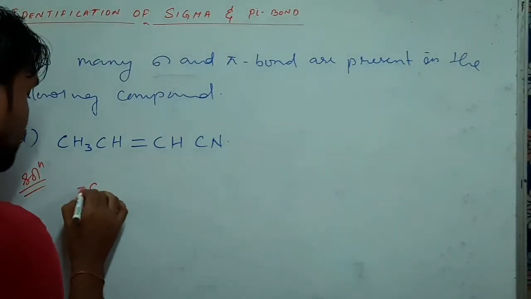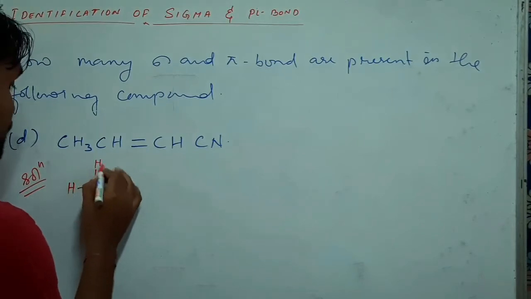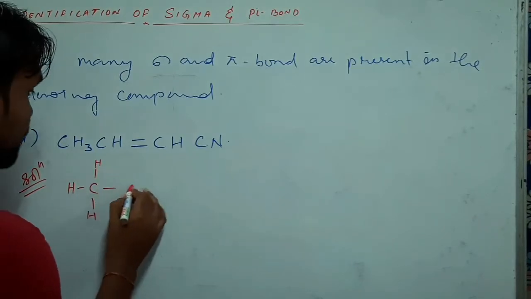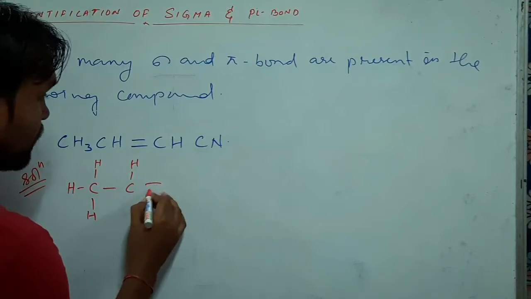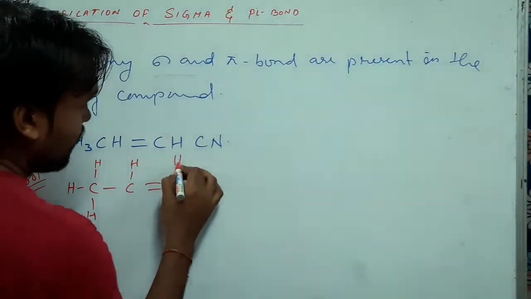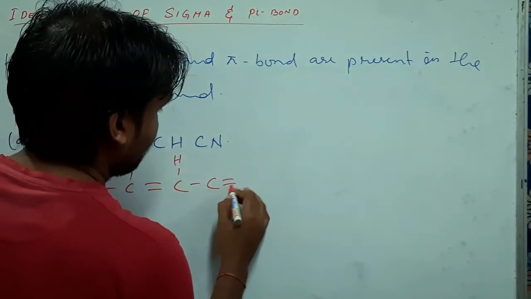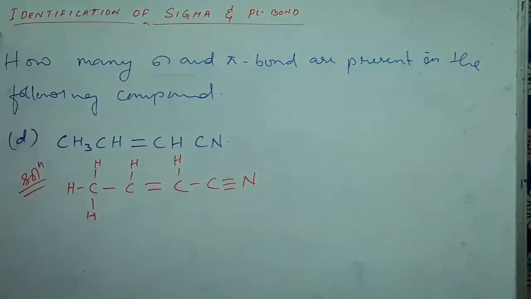So CH3 with H, H, and here it is CH. This one will be a double bond to CH, and this is a single bond, and here carbon and nitrogen is always a triple bond. So done. Now we are going to find the sigma bonds and pi bonds here.